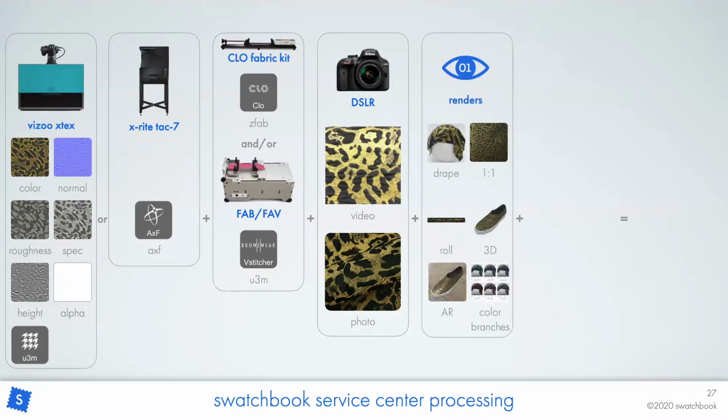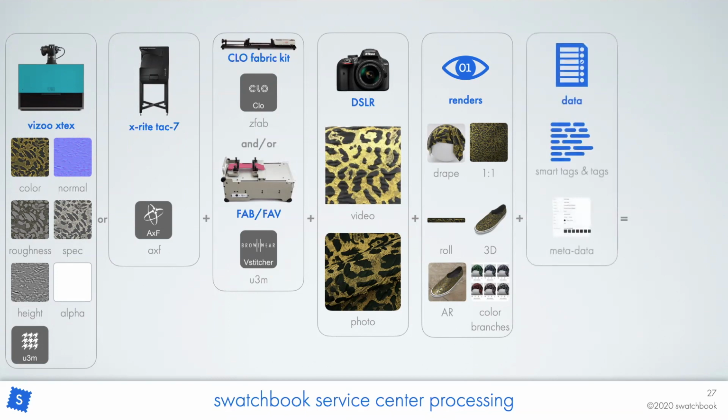And then there is the kind of digital 3D aspect, where we actually render it out in 3 different versions: the drape, what we call 1-to-1, and then the roll. And then we also showcase it in 3D, in AR, and we're able to multiply the different color branches in the system as well. And then finally, the data itself.